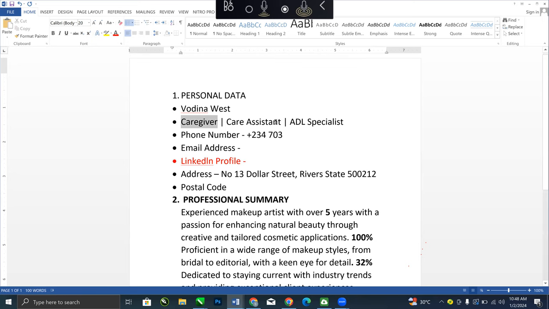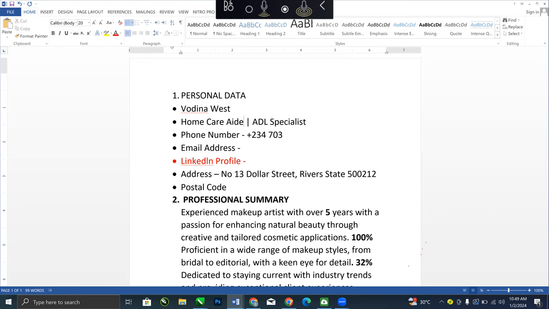and care assistant. You know, in Canada, they don't call them these names. They call them home care aide, home support worker. You will now change this caregiver and put home care aide. All of them mean the same thing. But in Canada, they're not looking for care assistants. I don't know if you understand. So they have already said they are looking for home care aide, and your own title is already saying caregiver. You will come and change this one.